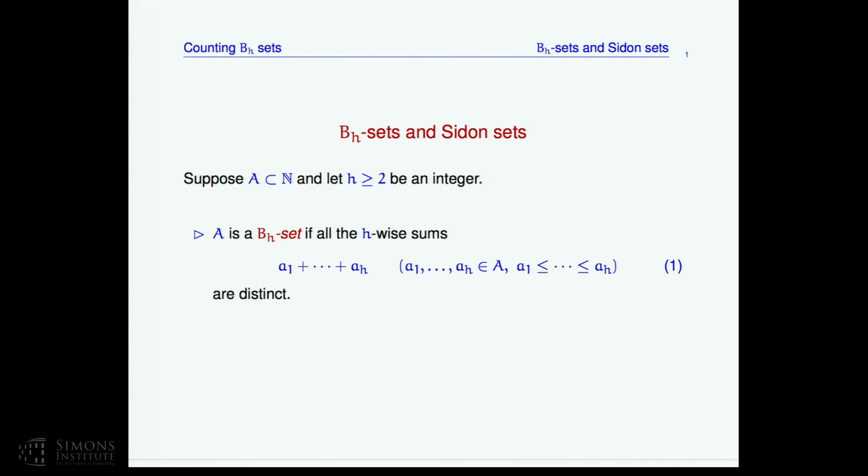A is a BH set if you do the following. You take all H-fold sums of elements of A, so a1 plus a2 plus up to aH, with a1 up to aH members of A. You produce all these H-fold sums, and if it so happens that they're all distinct, then you say that the set A is a BH set. In the case of H equals 2, this was introduced by Sidon, so they are known as Sidon sets.